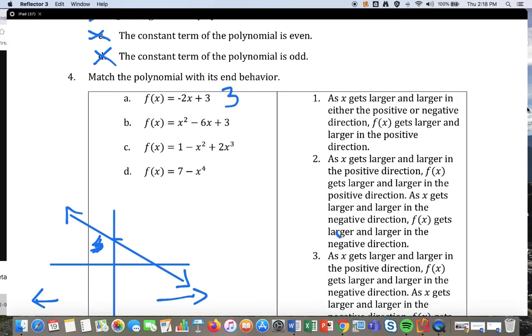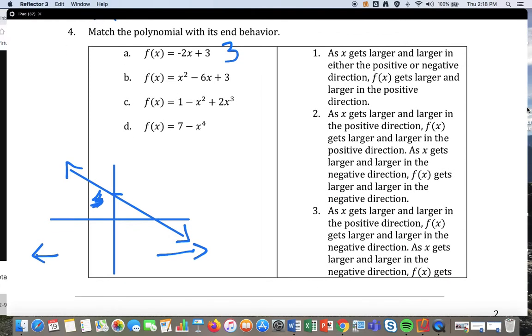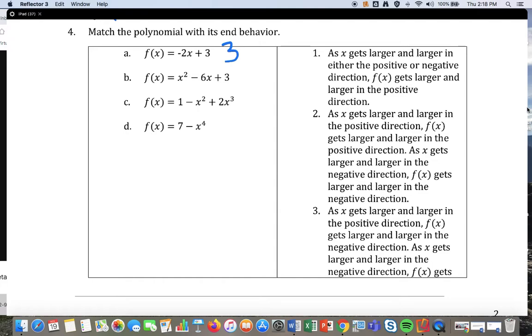Letter B, that looks quadratic to me because of the x squared, and so we're going to have end behavior that's the same, and since the term is positive x squared, it's going to be going up. So I think that goes with number 1. Statement number 1 works well to describe letter B.